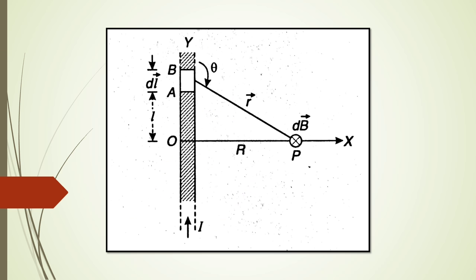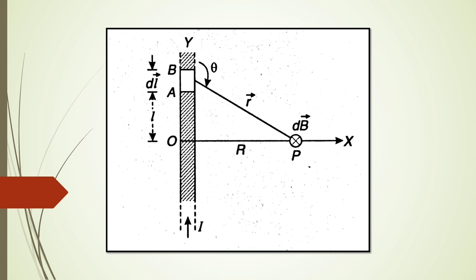So this is the picture of the current carrying conductor. Place a current carrying conductor along the y direction, and the point P is the point where we have to find out the magnetic field produced due to the current carrying conductor. Here, let small i be the current passing through the conductor, and P is the point where we have to find the magnetic field, and O is the center of the current carrying conductor.